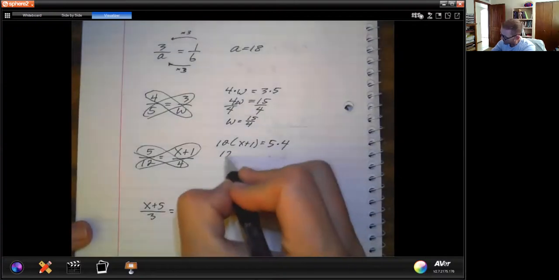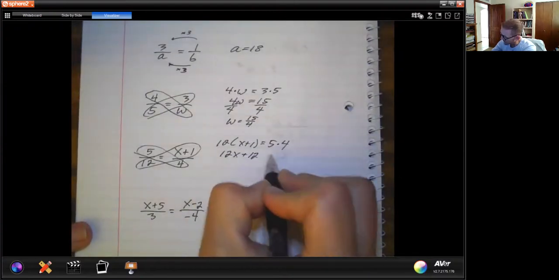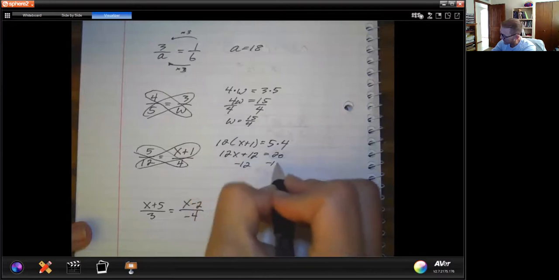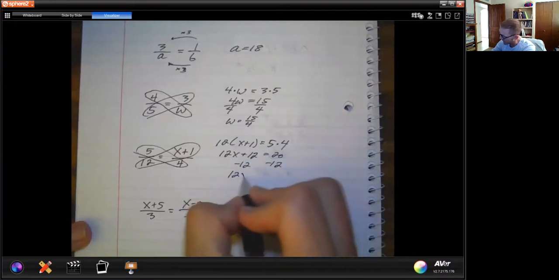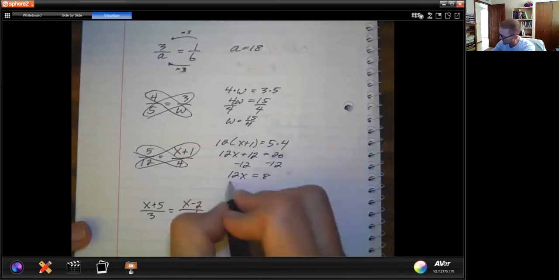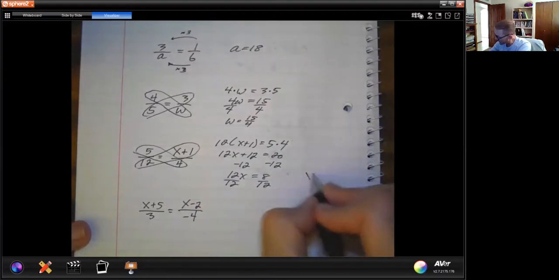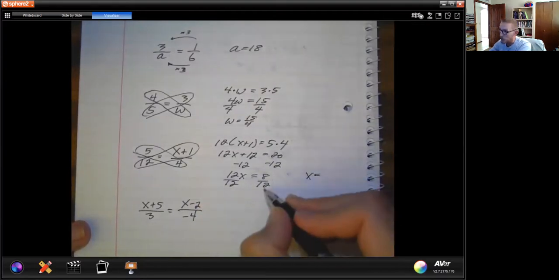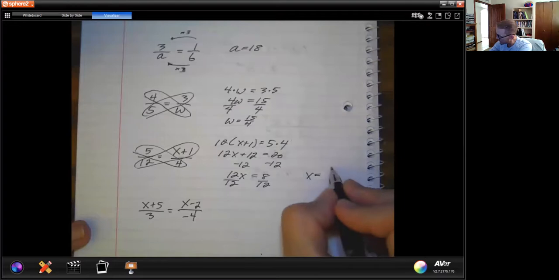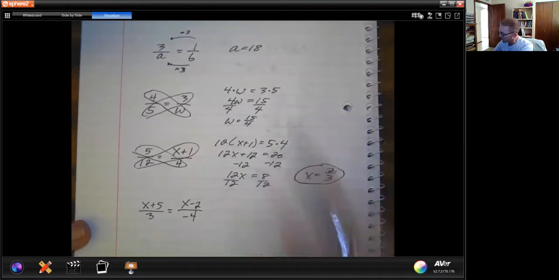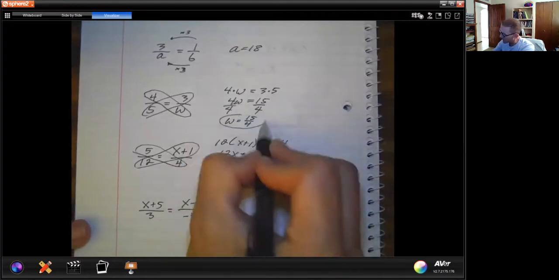So I get 12x plus 12 equals 20. I'm going to subtract the 12 on both sides, and I get 12x equals 8. Divide out the 12. And when I reduce, 8 over 12 is going to reduce down to 2/3. We'll go ahead and put a circle around that answer up there.